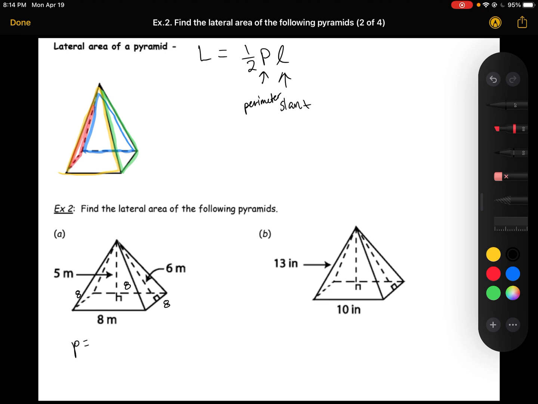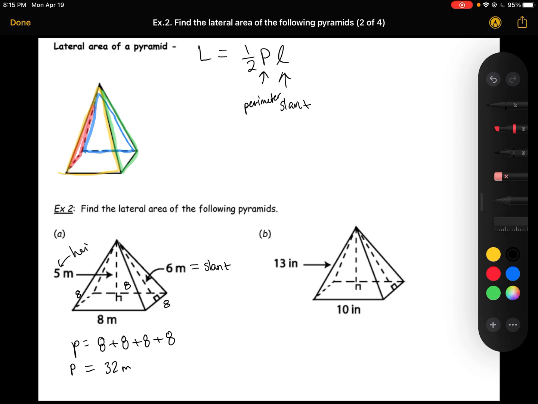So kind of what we do here is find the perimeter, find the slant. If we have both of those things, we are in good shape. So first things first, let's go through this pyramid. Our perimeter is all of the sides if we add them up together.